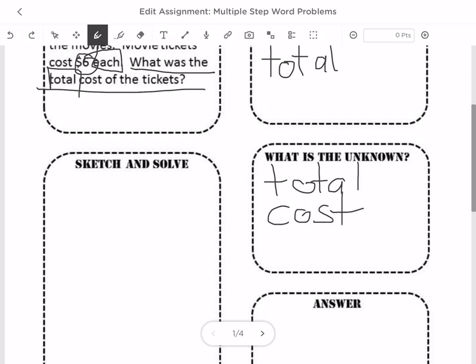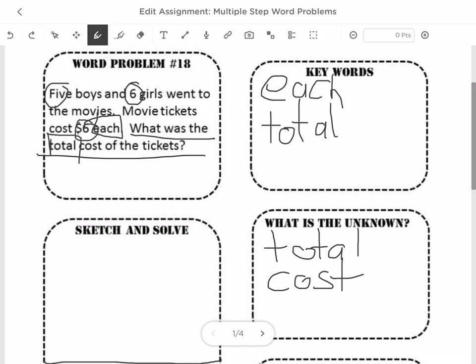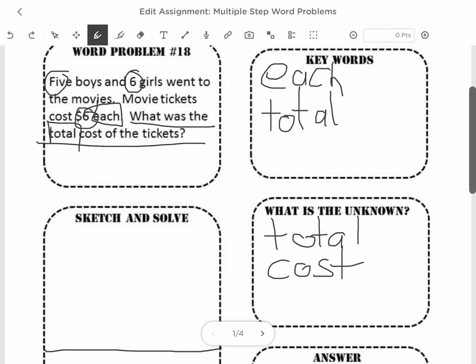All right, under sketch and solve is where I'm going to show my work. I'm actually going to split this box in half because remember, multiple step word problems usually have 2 or more steps, all right? So that way I can do step 1 on the top and step 2 on the bottom. I'm going to reread the problem now. 5 boys and 6 girls went to the movies. Movie tickets cost $6 each. What was the total cost of the tickets? Okay, so I think first I need to figure out how many people went to the movies. 5 boys and 6 girls.